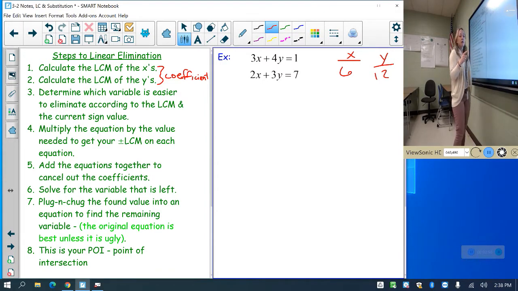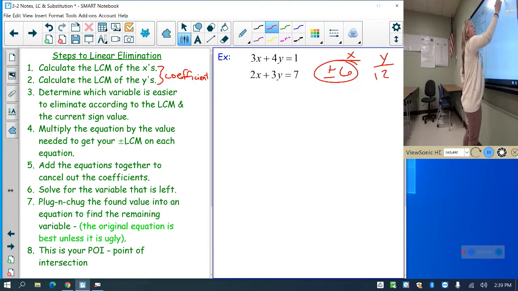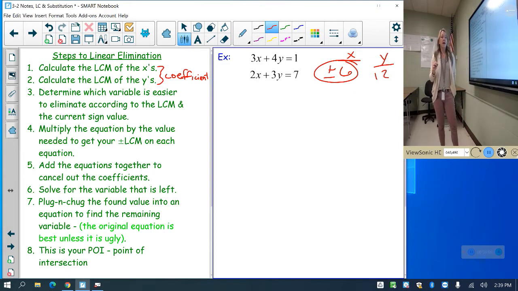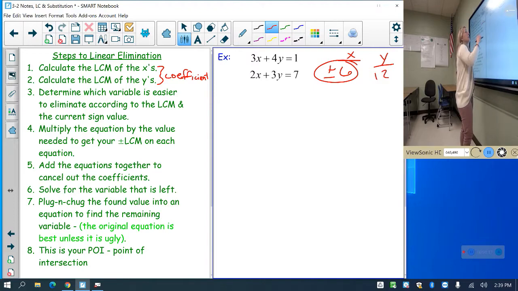Now I have to choose one of those two and manipulate the equation so they're opposites of each other. If you remember, opposites are positive and negative. So I'm going to pick the x coefficients and I'm going to try to manipulate the equations so that I have a positive 6 and a negative 6. How do I manipulate the first equation so that the x coefficient is positive 6? Well, I have to multiply this entire equation by 2. Why 2? Because when I distribute that 2, I get positive 6.